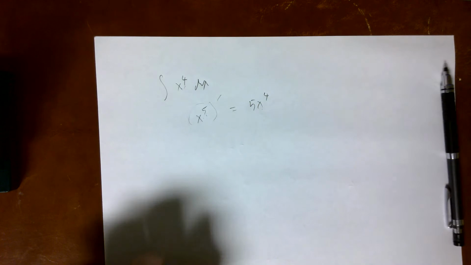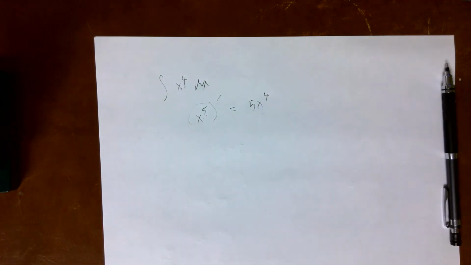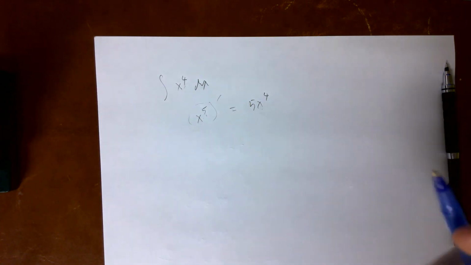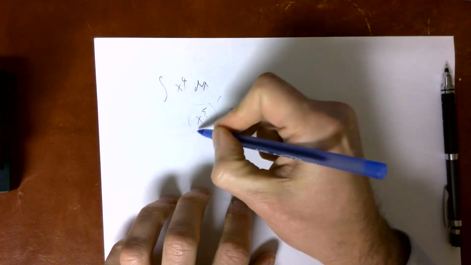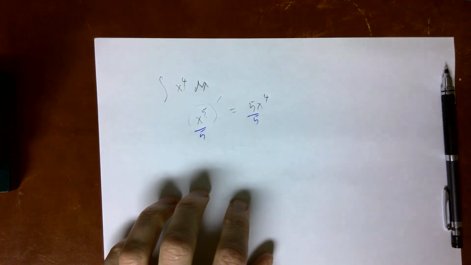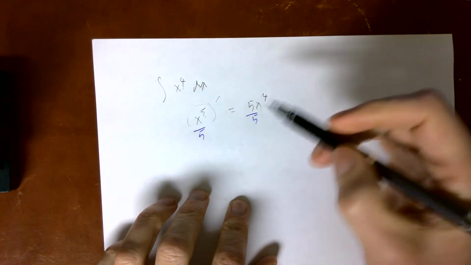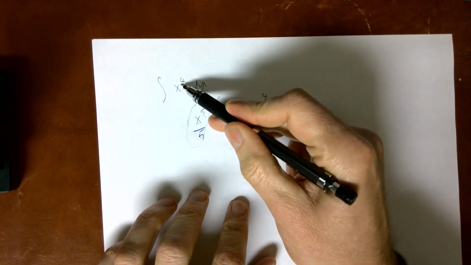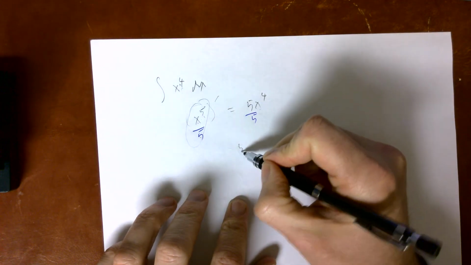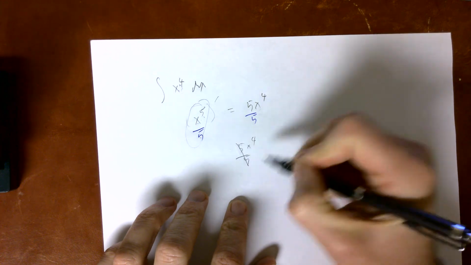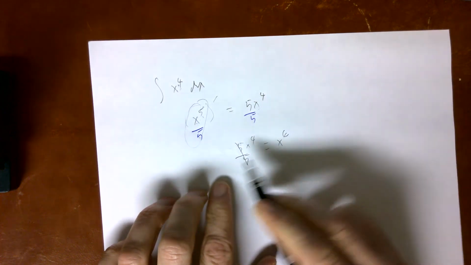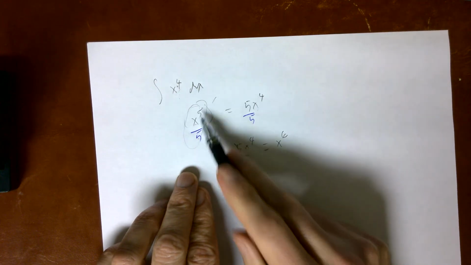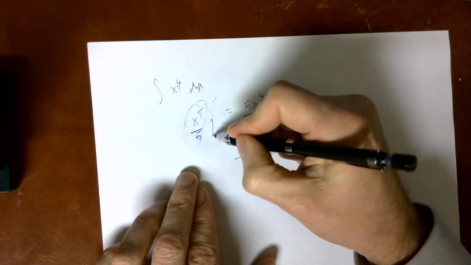And so what I need to do is divide it by 5. And I want you to think about it now. If I take the derivative of x to the fifth over 5, do I get x to the fourth? Well, let's see. It's going to give me 5x to the fourth over 5. The 5's cancel, and so it turns out the antiderivative of x to the fourth is going to be x to the fifth over 5 plus c.